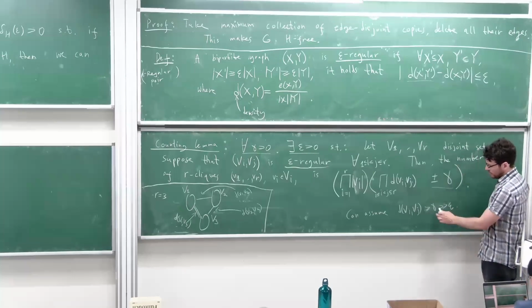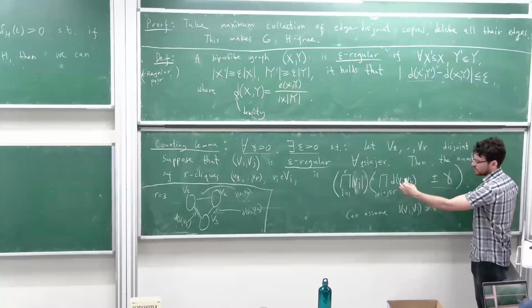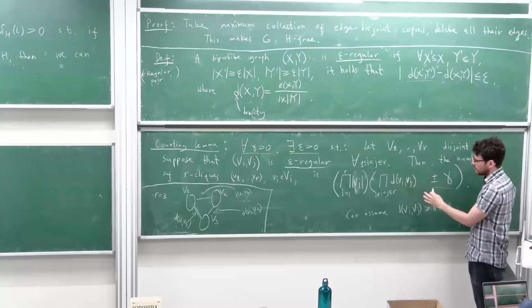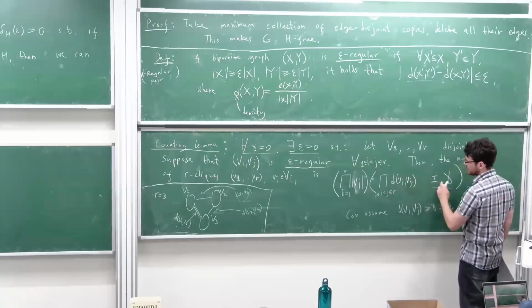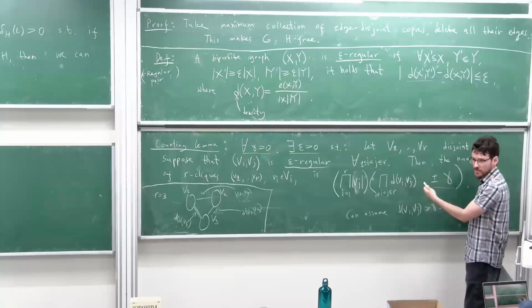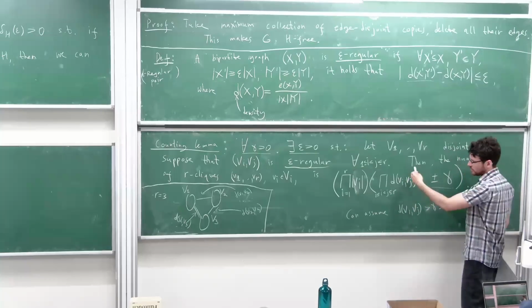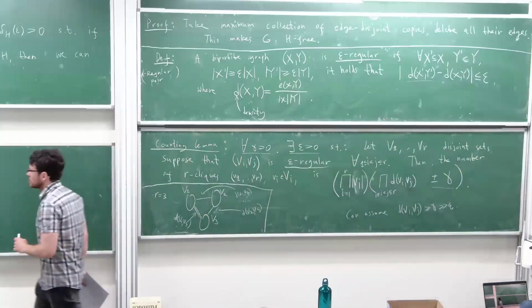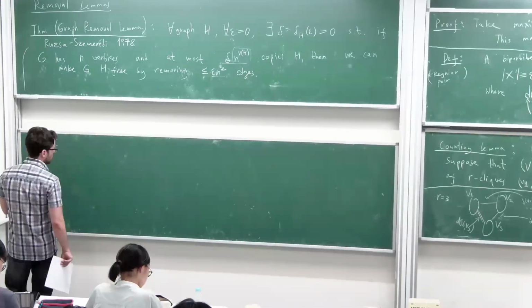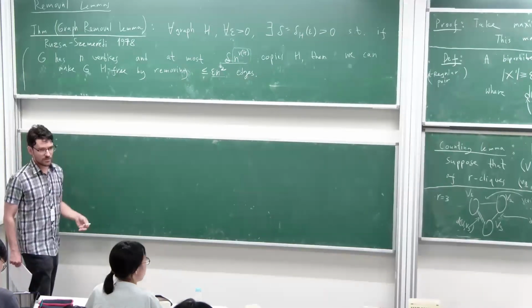The reason I can assume it is at least gamma is that otherwise this statement becomes tricky. So you can think about it. In particular, if you take minus gamma, then it's less than 0. So that direction is trivial, and you can also think about the upper bound. So I will always assume that the densities are much bigger than epsilon.